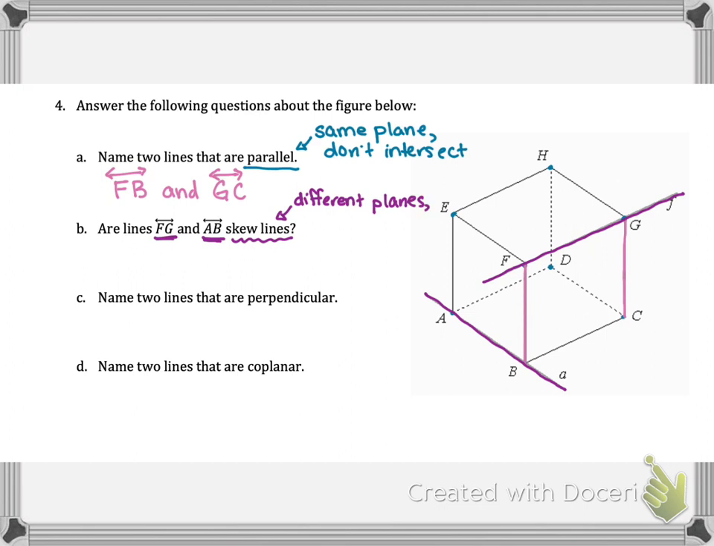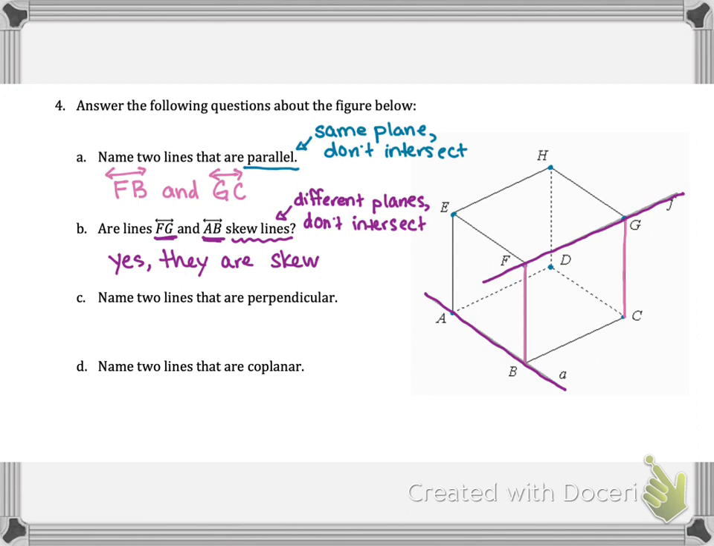One's on the top of the box and the other is on one of the sides that's not directly connected to that top. So I do believe that we can consider these two separate planes, right? One's sort of the bottom and one's the front face. So yes, they are on different planes. And then we also need to ensure that they don't intersect. And in this case, that is true. We have one line coming off the top of the box, and the other line is on the bottom of the box. So these lines will never intersect. Yes, they are skew lines.